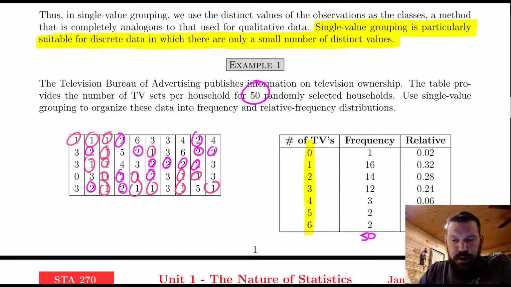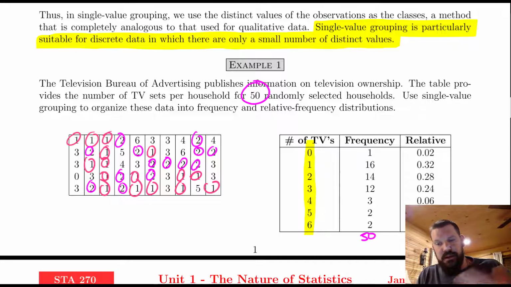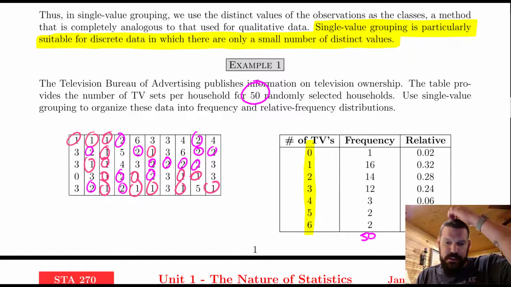And then when we add up our relative values, it should be 1 or somewhere really, really close to 1. Again, if we think back to our example from yesterday or from the previous video, our relative frequency values added up to something slightly greater than 1, and that was just due to rounding errors. And you're going to see that from time to time. So single value grouping, pretty straightforward.